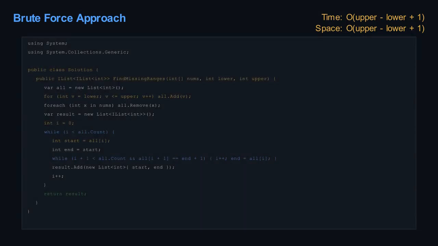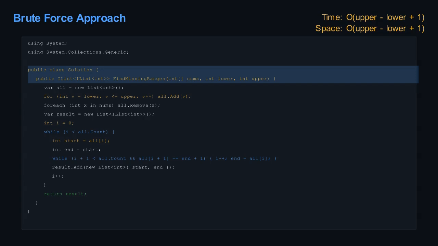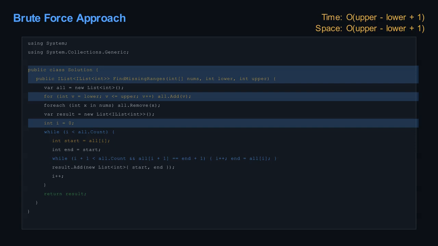A naive approach would be to generate every integer from lower to upper, store them in a list, then remove each element that appears in the input array, finally compress the remaining numbers back into intervals. This touches every number in the full range, so its time grows with the size of the interval, not the size of the input array. In big O terms, that means O(upper minus lower plus 1) time, and O(upper minus lower plus 1) extra space, which quickly becomes impractical when the bounds are large.